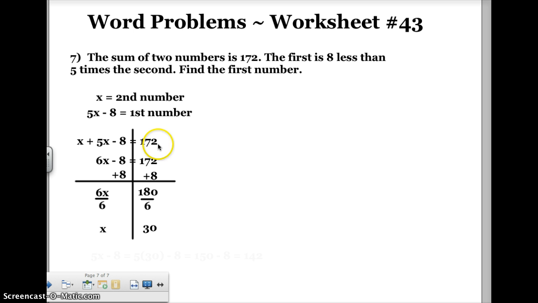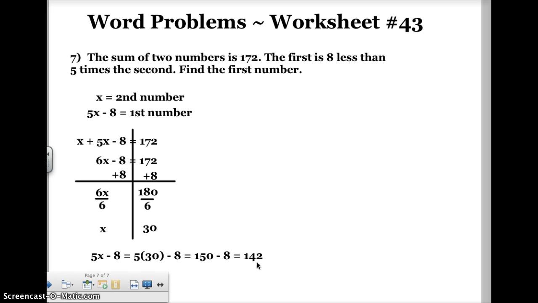Now I'm trying to find the first number. I found the second number, or x, to be equal to 30. The first number is going to be 5 times x, or 5 times 30, minus 8. So I kind of have written this down here on the bottom. I'm trying to find the first number, so it's 5 times x minus 8. Well, x is equal to 30, so it's 5 times 30 minus 8. Well, 5 times 30 is 150, so it's 150 minus 8, and 150 minus 8 is 144.